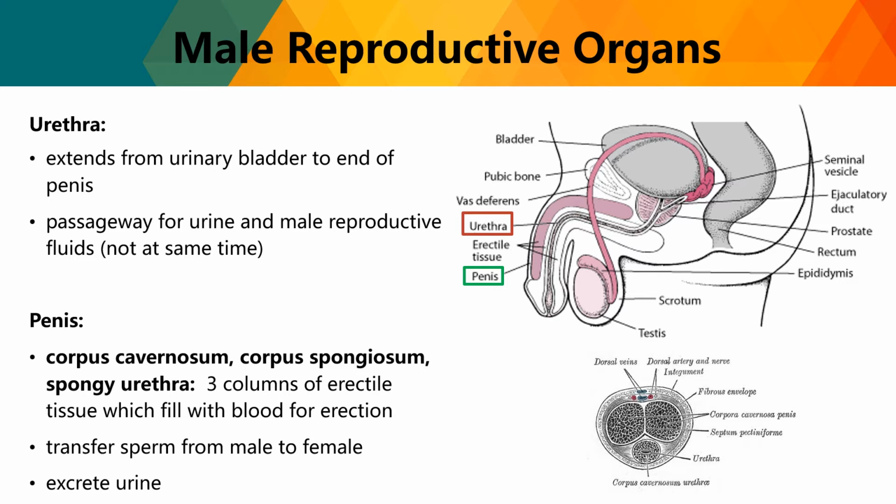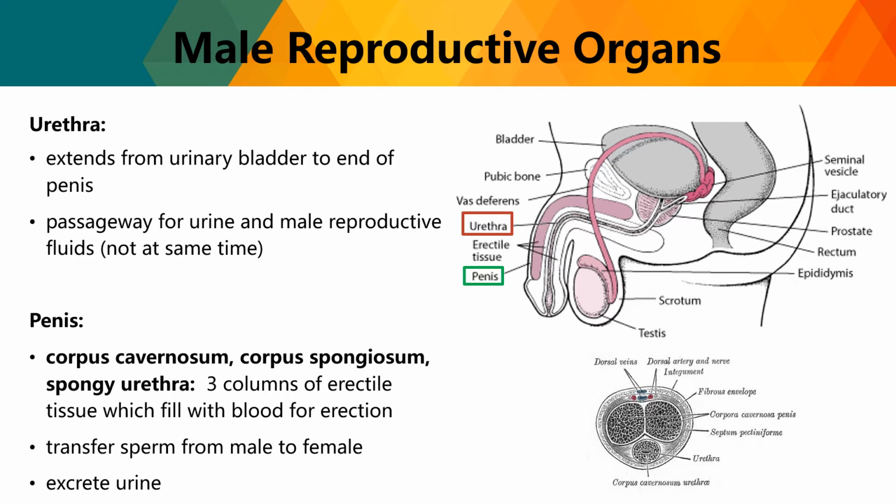Okay? And then here you also see the penis. This is actually made with the corpus cavernosum, corpus spongiosum, and the spongy urethra. These are the three columns of the erectile tissue which fill with blood for erection. And this is also responsible for the transfer of sperm from male to female. And this is also responsible for the excretion of the urine.